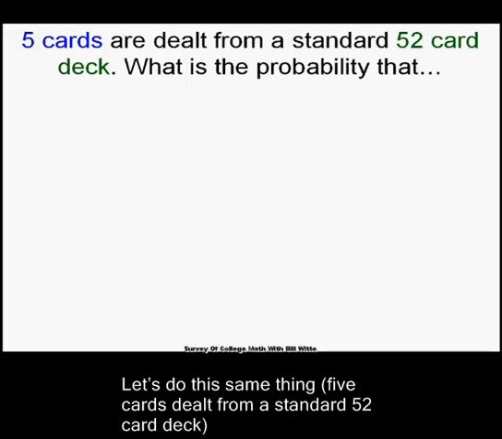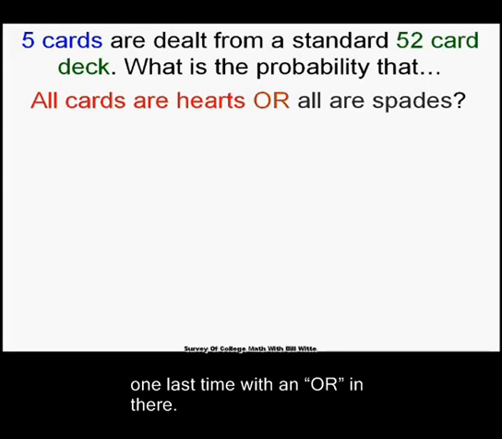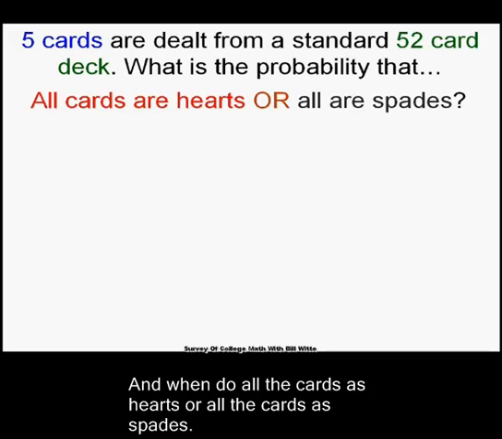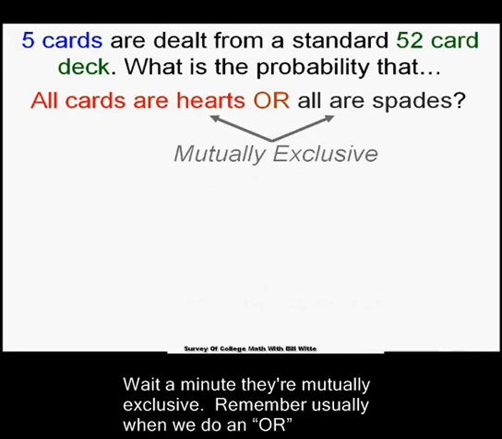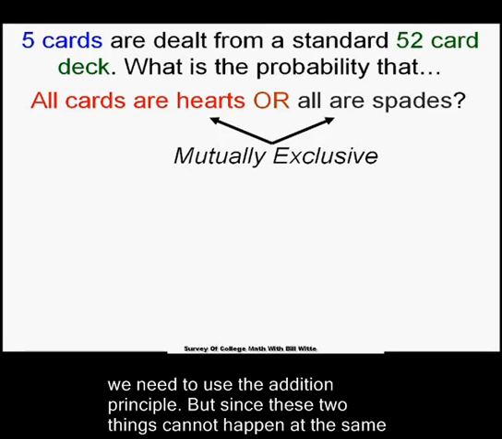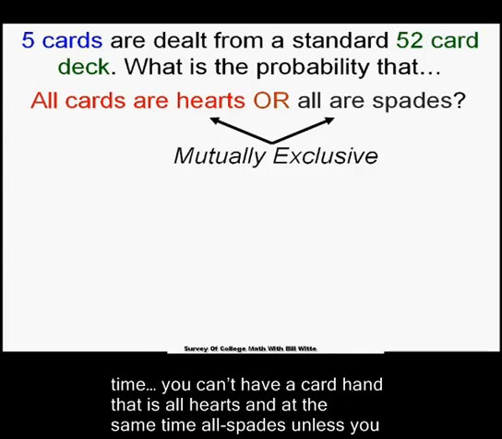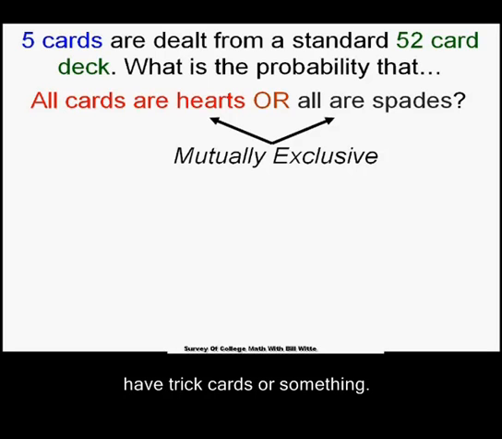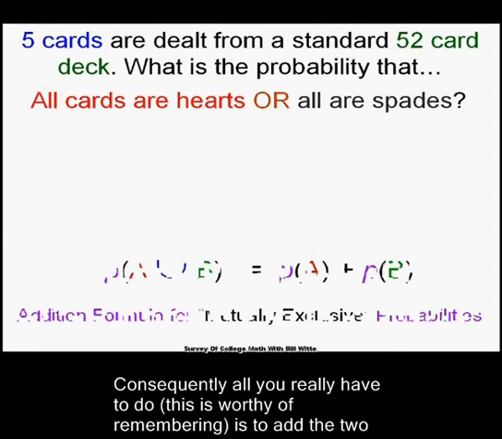We have 5 cards dealt from the 52 card deck. We want to know the probability that all the cards are hearts or all the cards are spades. Now this is an interesting situation because it's going to involve 2 things that are, what we said last time, mutually exclusive, things that can't happen simultaneously. So we can use the addition theorem of probability, but we don't have to subtract the intersection because the intersection is 0. They can't happen at the same time.